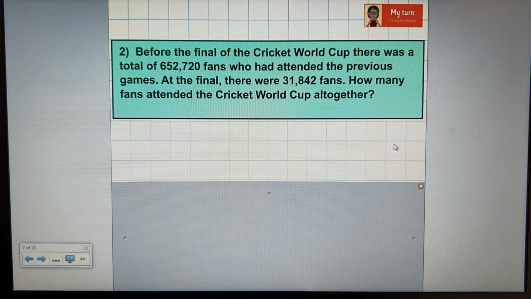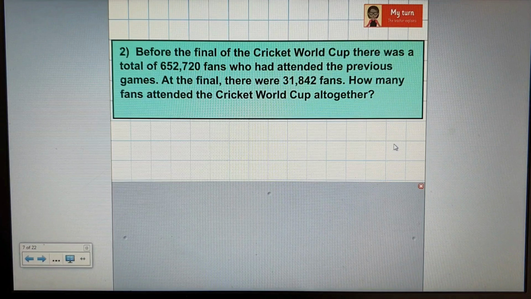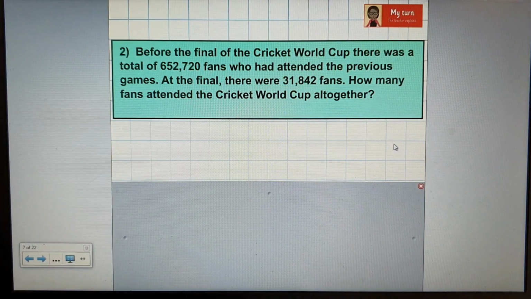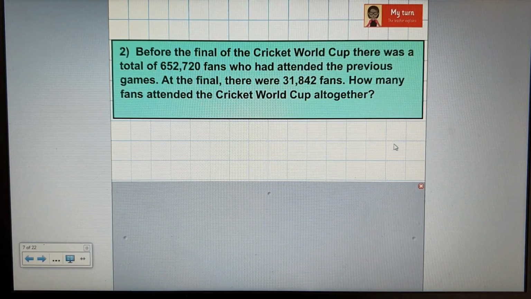So again, I'm just going to explain a way of doing this one and picking out things that might become a problem. So before the final of the Cricket World Cup, there was a total of, let me just check, 652. So yeah, that's going to be 652, because I've got a comma, 652,720 fans who had attended the previous games. At the final, there were 31,842 fans. How many fans attended the Cricket World Cup altogether?